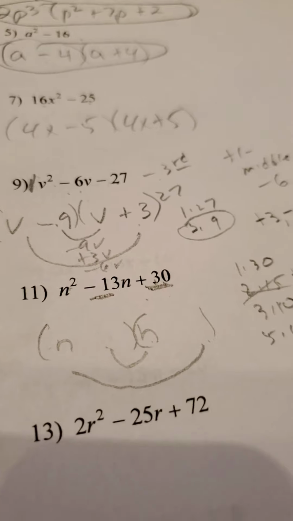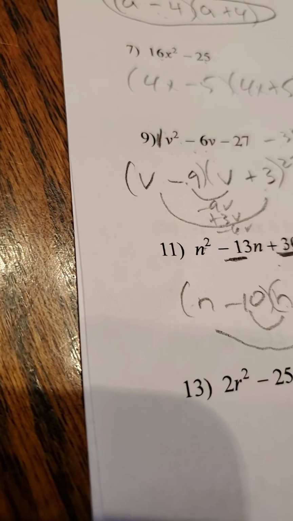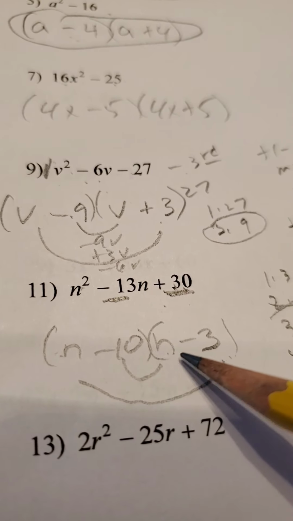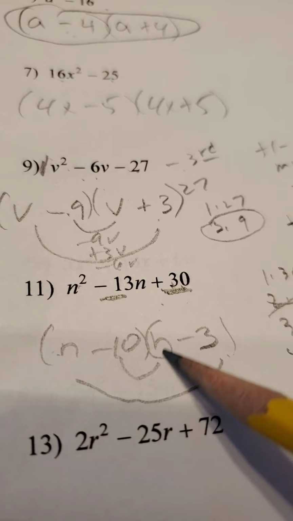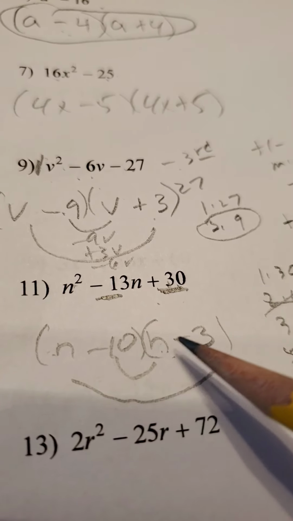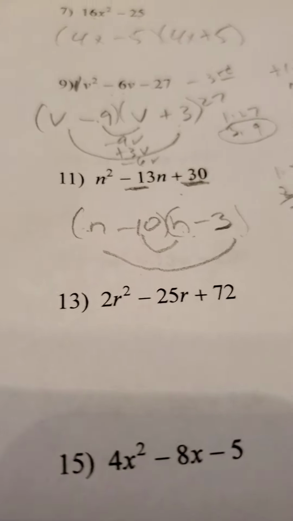Okay, so this is going to be a 3 and a 10, both negative. N minus 10, N minus 3. There's my N squared. There's my negative 10N. My negative 3N is negative 13N and positive 30. Now, 13 is the toughest kind.